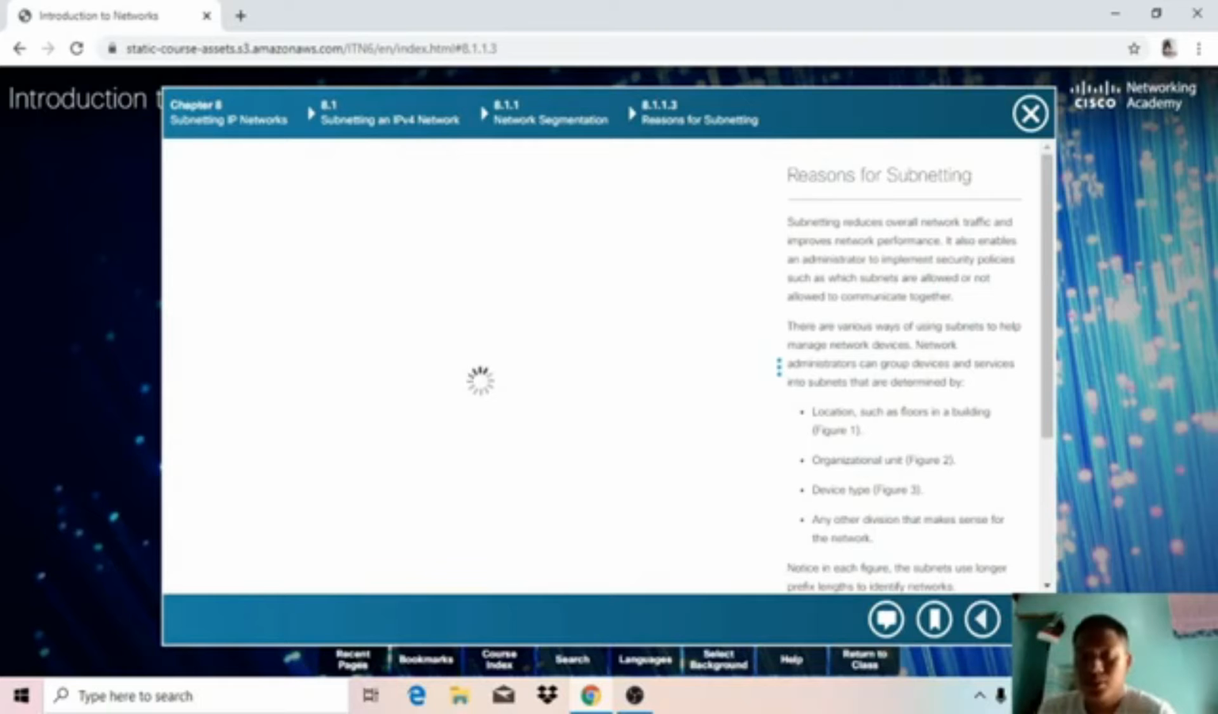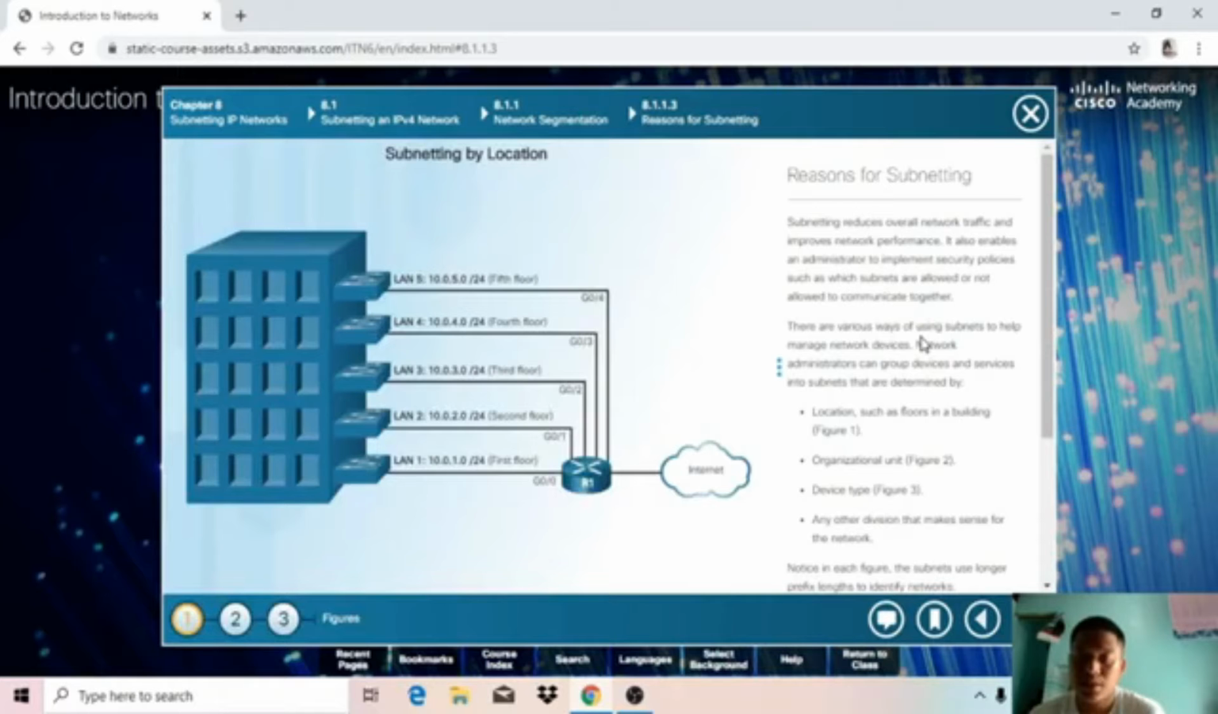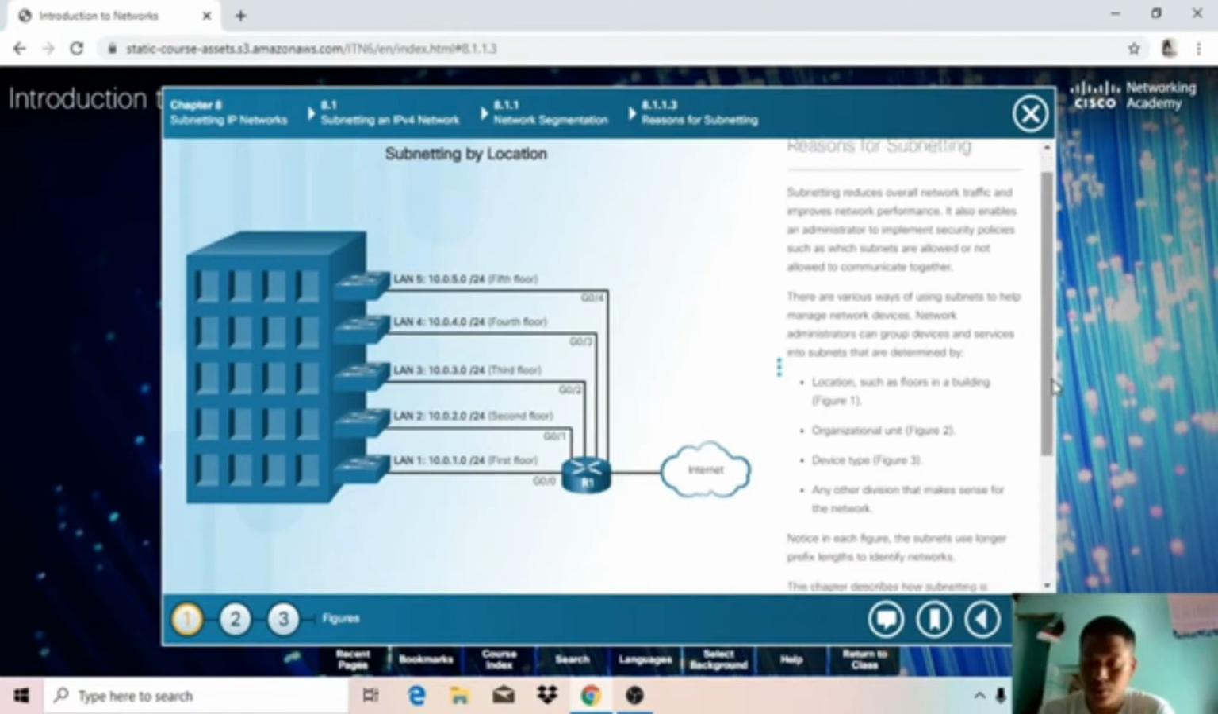So for the reason for subnetting, this is the meaning of the topic. So let's discuss. This is LAN 1, LAN 2, LAN 3, LAN 4, and LAN 5. Locations such as the floor and the building, in figure 1, organizational unit, device type, or any other division that makes sense for the network.